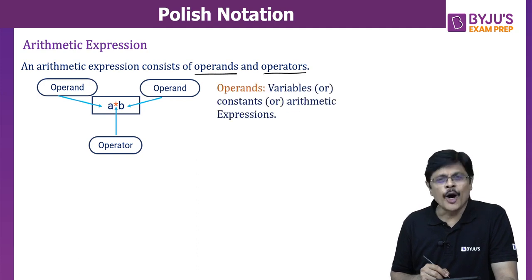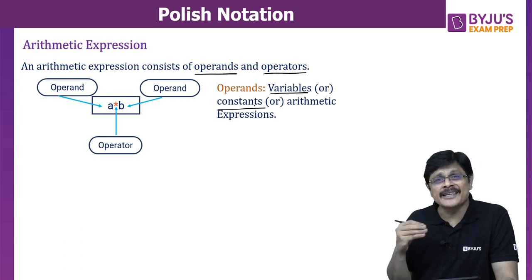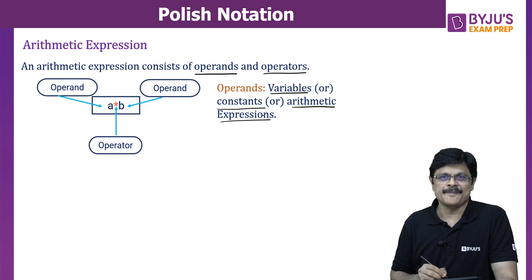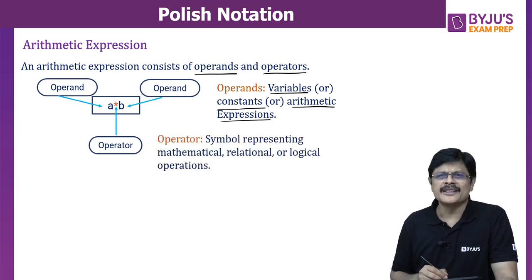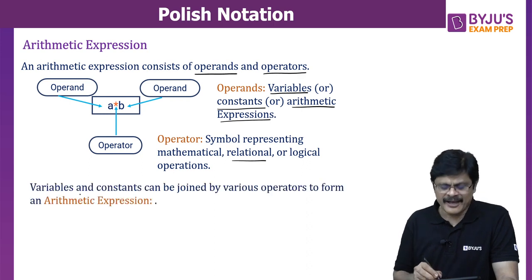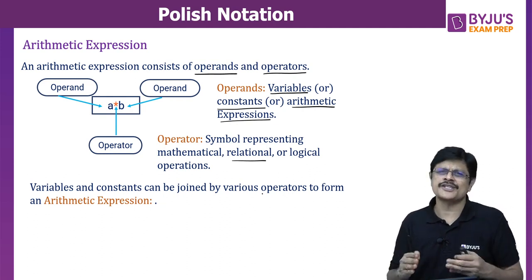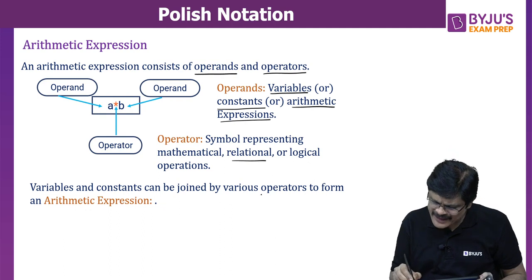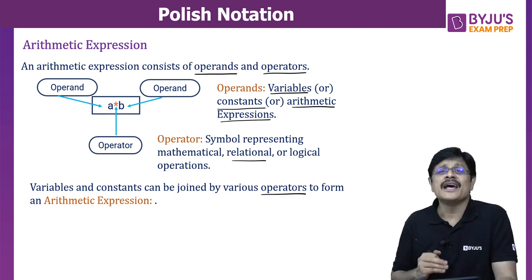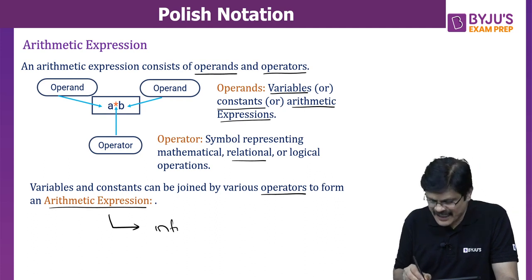But in general, the operands can be variables, constants, or the operands can themselves be another arithmetic expression. And what about operators, my dear friends? The symbols representing mathematical or arithmetic operations, relational operations, or logical operations. Variables and constants can be joined by various operators. The variables, constants, even arithmetic expressions can be joined by various operators to form what is known as a compound arithmetic expression. But generally these arithmetic expressions are given in the form of infix notation.